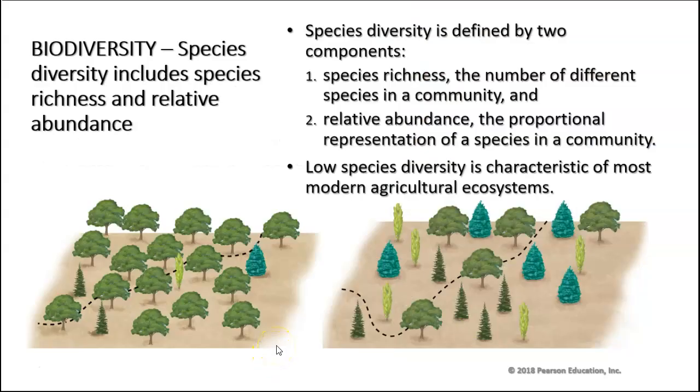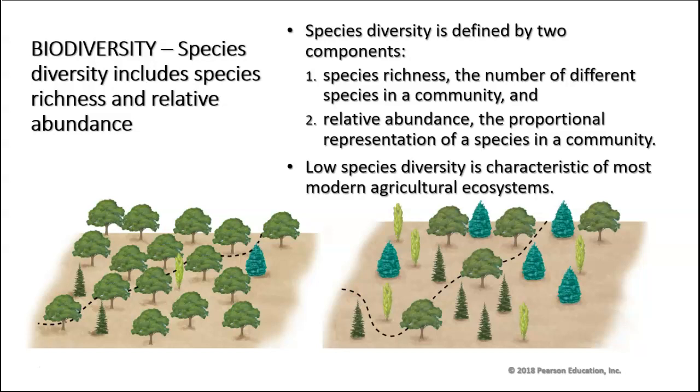So biodiversity is when you have a lot of species richness and relative abundance of various species. Here in the picture at the bottom, you have two different plots of land. Both have the same number of trees. Okay, they both have, let's say, 100 trees. But what you see is not only is there a lot of biomass going on there, but you've also got a proportional representation of different species.